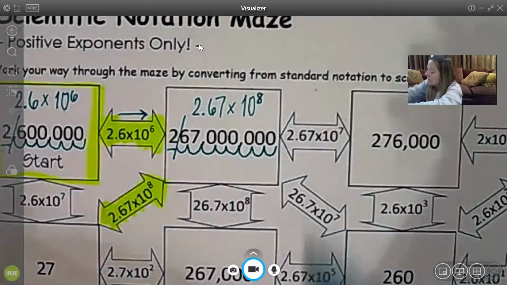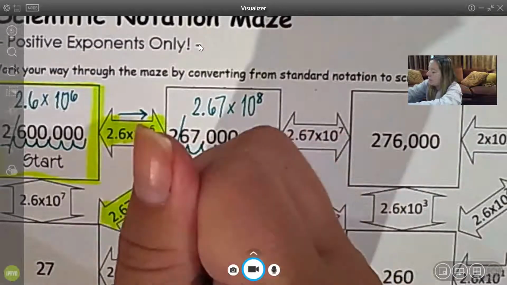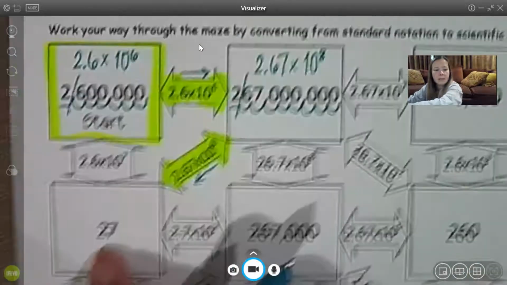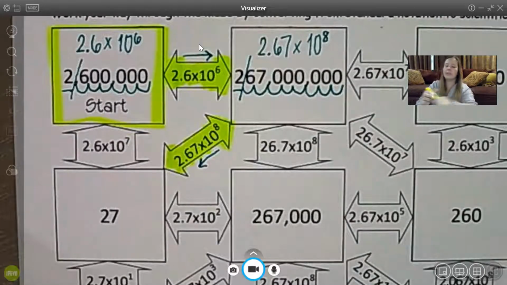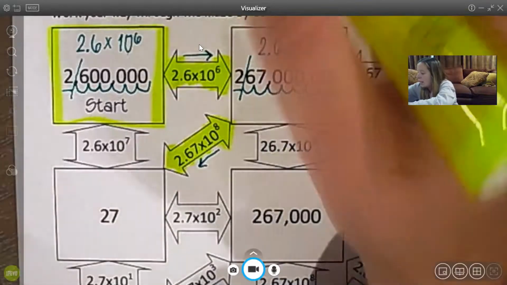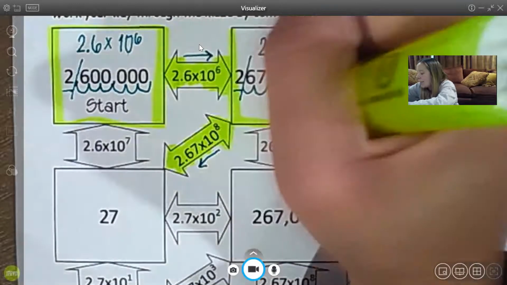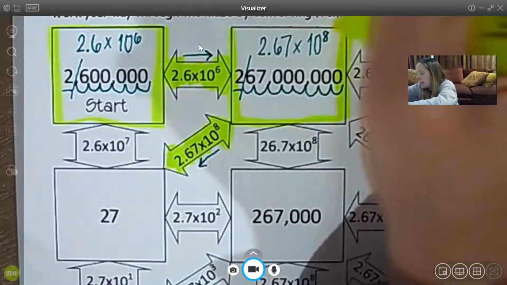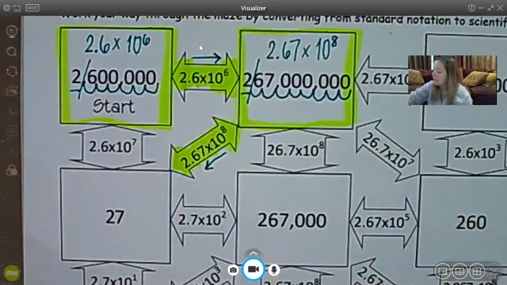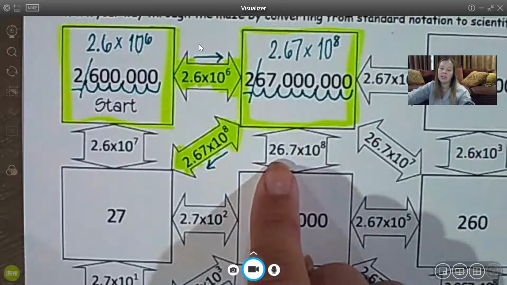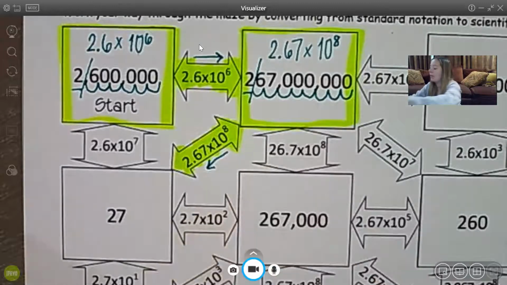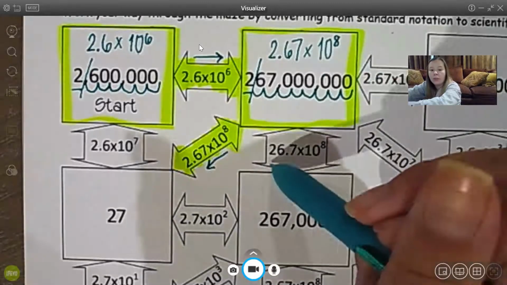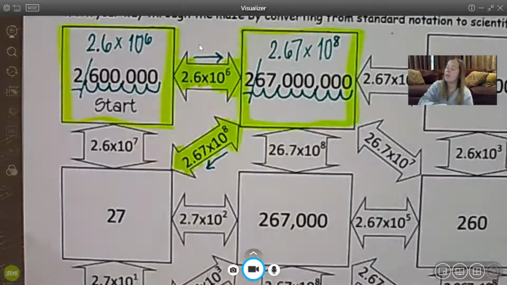Okay. And so now the next problem that I'm going to do is this one down here, 27. Okay. The reason that the answer is not 26.7 times 10 to the 8th, which is this answer right down here, is because scientific notation is one number in front of the decimal, only one. And if we look right here, there's 2 numbers in front of the decimal. That is not scientific notation.